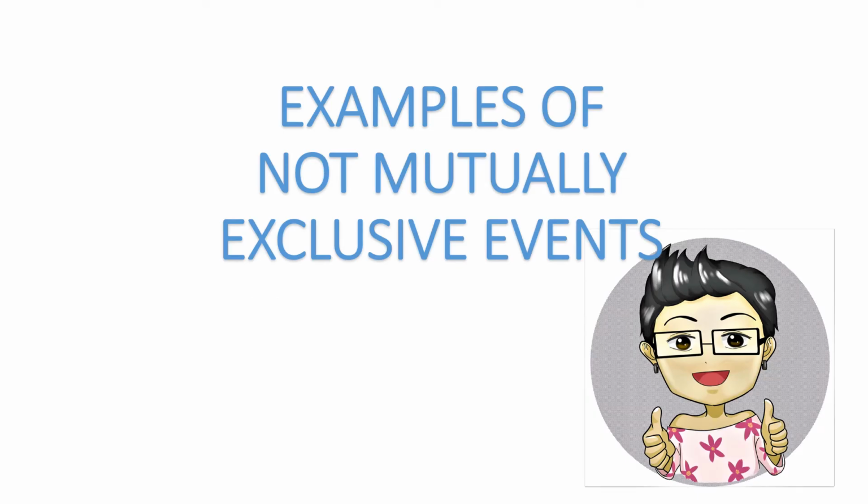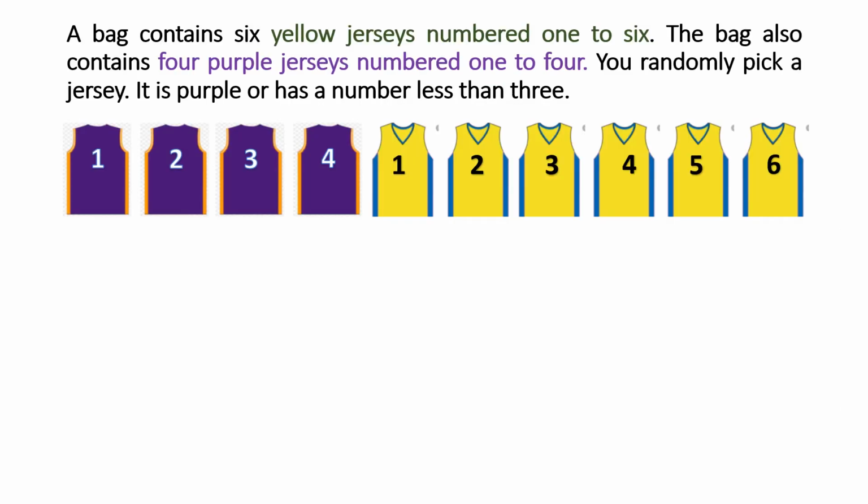Examples of not mutually exclusive events. A bag contains 6 yellow jerseys numbered 1 to 6. The bag also contains 4 purple jerseys numbered 1 to 4. You randomly pick a jersey. It is purple or has a number less than 3. Now, in this example, we are going to get the probability of randomly picking a jersey that is purple or has a number less than 3. So, take note of the word or then. Andyan yung or. Purple or number less than 3.